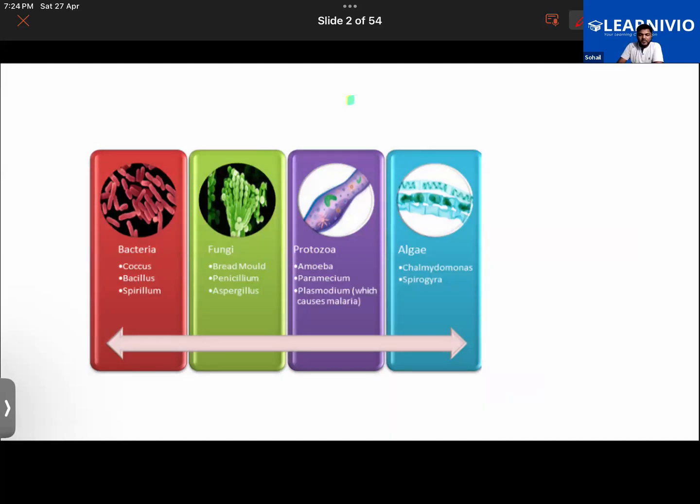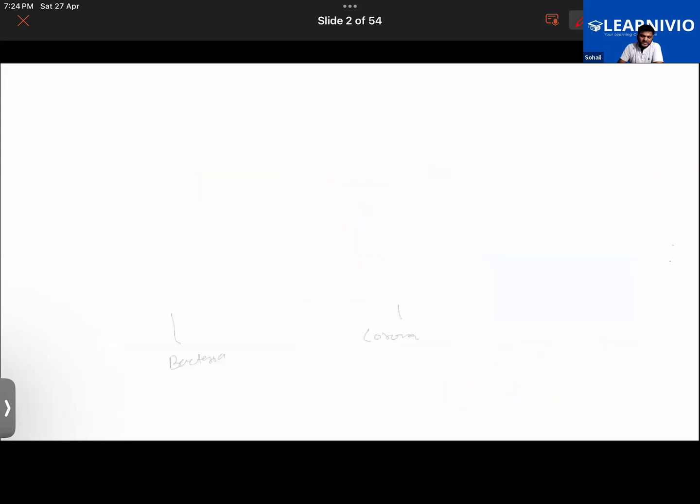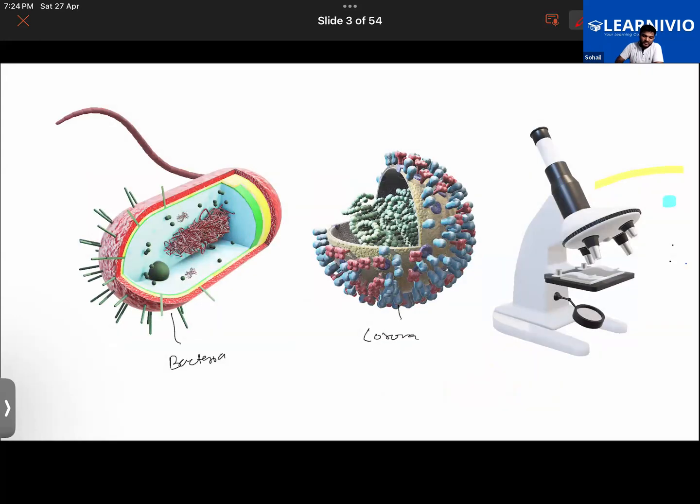You know that we have different kinds of plants and animals. However, microorganisms are a particular kind of organisms which can only be seen with the help of an instrument called a microscope, right? You can see a virus, like this COVID virus, only with the help of a microscope, and bacteria can be studied under the microscope only.